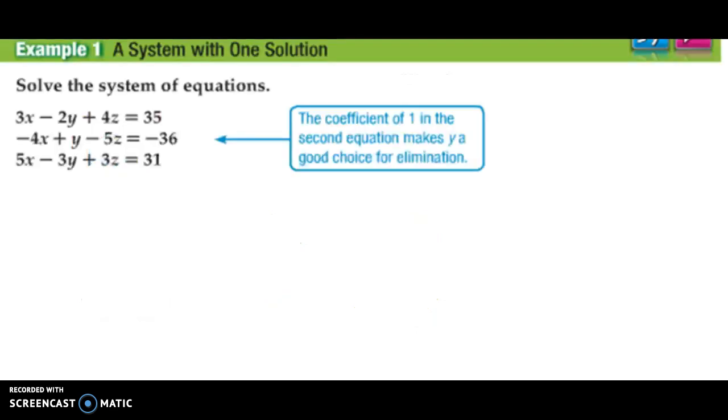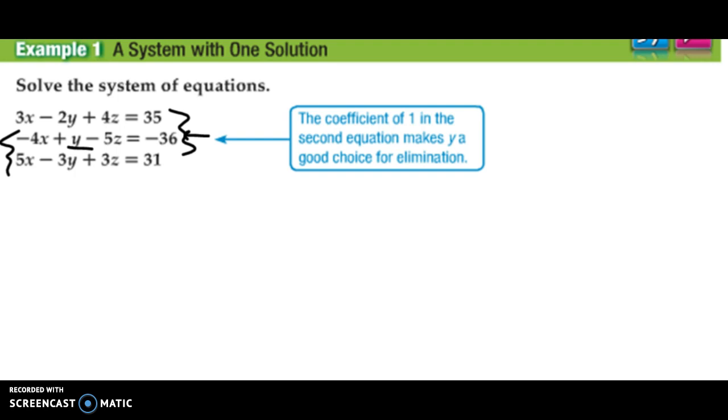So let's look at an example right here. Okay, so it says solve the system of equations. Now here's an example. It says right here the coefficient of 1 in the second equation makes y a good choice for elimination. Now you'll see right here, okay, I have y, and so I can look at these two separately, and then I can look at these two separately to eliminate y. And then you have an x and a z, and an x and a z, in both of them left. And so then we can solve those ones.